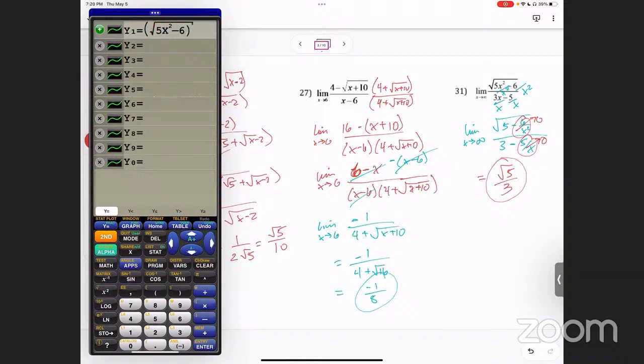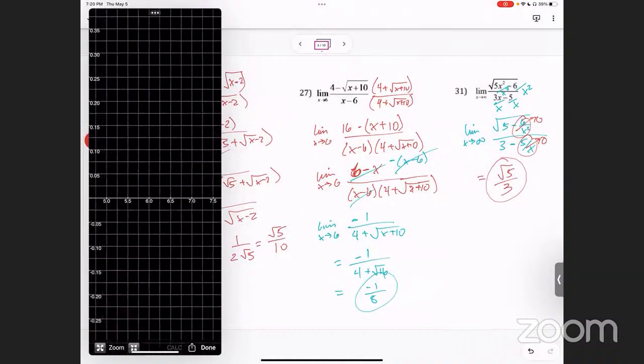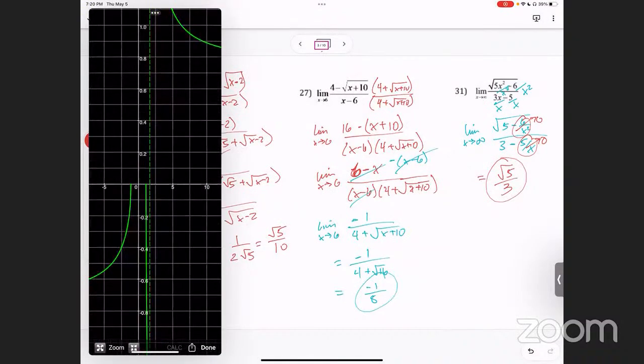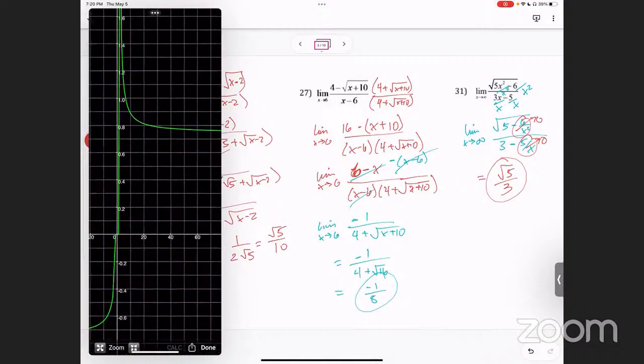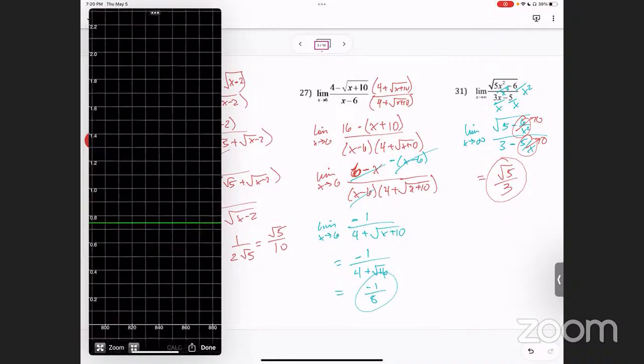Oh, why is that thing there? Delete that. Okay, that's in the numerator. And then I'm going to divide that by 3x minus 5. Now if you graph this, remember, you're trying to find what the limit is as x goes to infinity. So you're going to want to go all the way to the right, and you can see what it's getting closer to.